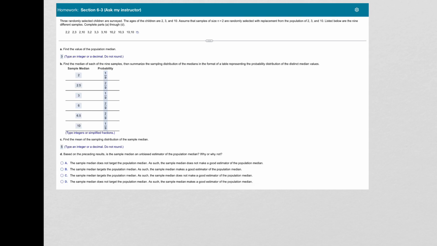So now we're at the final question. Based on the preceding results, is the sample median an unbiased estimator? We want to say no. So the sample median does not target the population median. So A looks good right now. B says that it does target, and that is definitely not right. C says it targets, so we eliminate that. And D says it does not target. So now I look at the difference between A and D, and in A it says, as such, the sample median does not make a good estimator. That's what I want. So if it doesn't target, it will not be a good estimator.